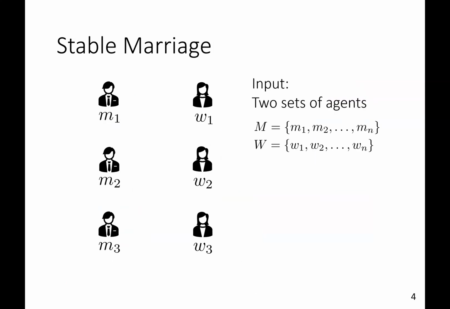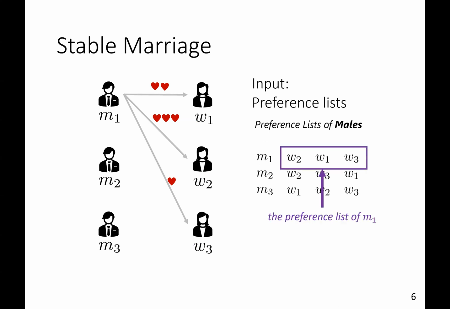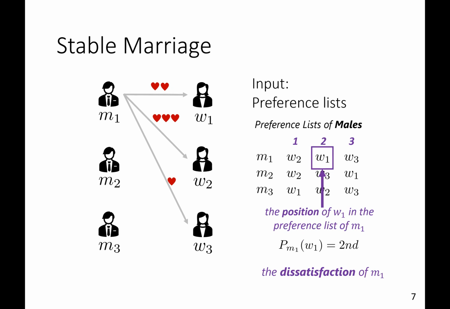The stable marriage problem is a classical problem that finds an assignment considering the preferences of agents in a two-sided market. Use marriage as the example. We have males and females, and we have the full preference lists from each agent to all agents on the other side. The position of female 1 in the preference list of male 1 can be regarded as the dissatisfaction of male 1.